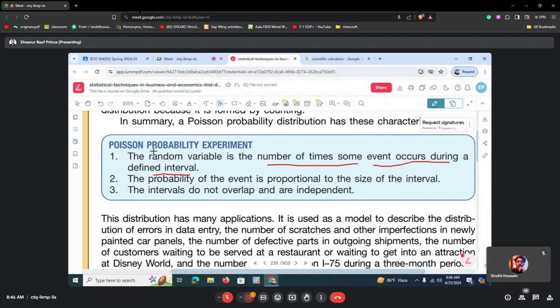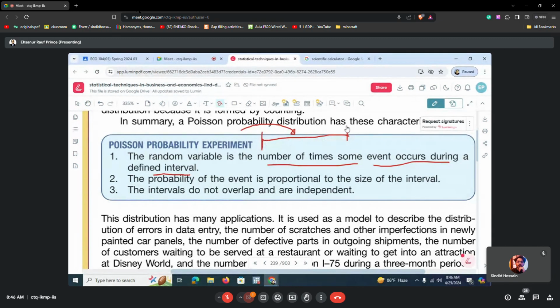On the other hand, in the case of Poisson distribution, you have one time period mentioned. This is a very important thing about the Poisson distribution. Within this time period, how many times is an event occurring? Let me repeat again.